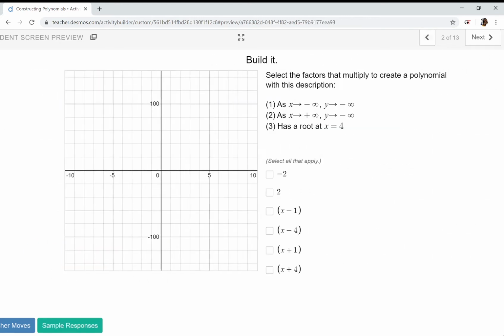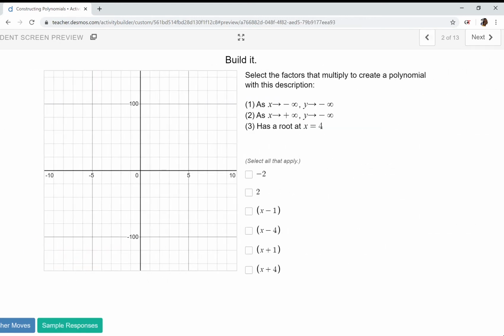Okay. The second screen, you're going to let Desmos graph it for you. Instead of you writing or sketching it out yourself, you're going to click on these options right here. The most obvious one is your one root is x equals 4. If you were to set this equal to 0, your factor would look like this. Your end behavior is negative, so you have to choose one of your coefficients, which coefficient makes sense so that it ends negative.